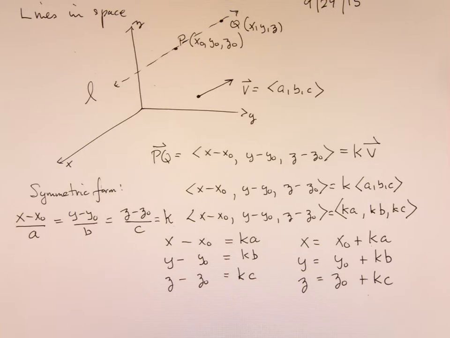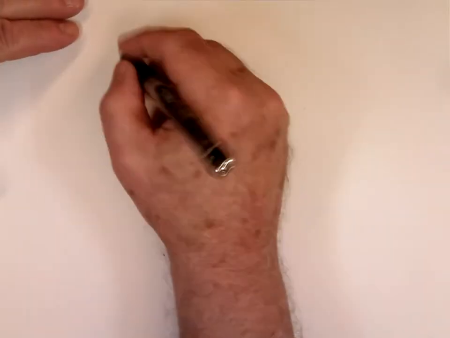Fundamental thing, possible test question: give you two points, find the equation of the line. It's a fundamental exercise. Let's do it. So, let's take two points in space.